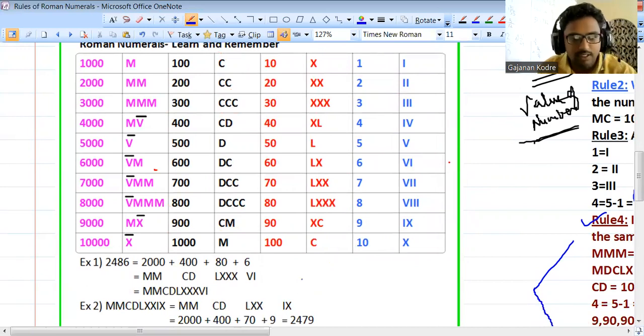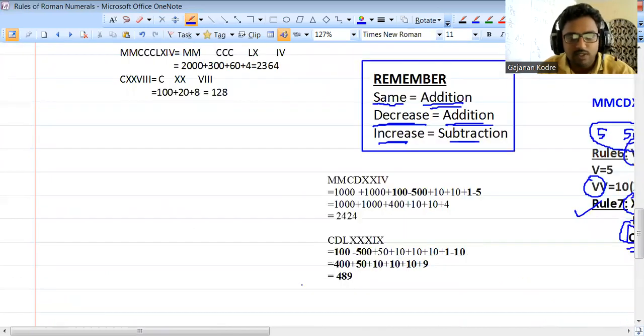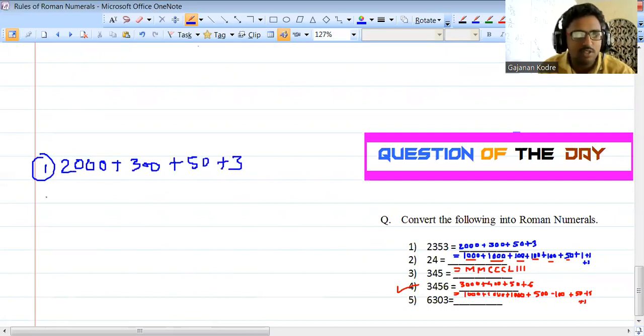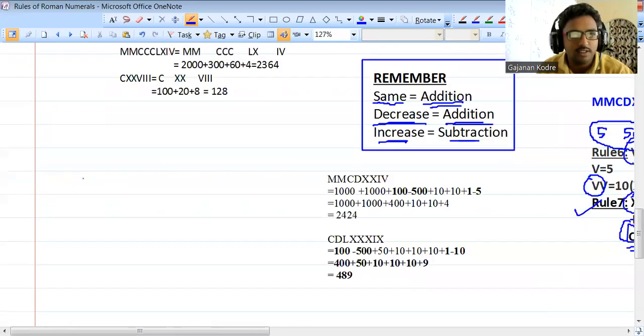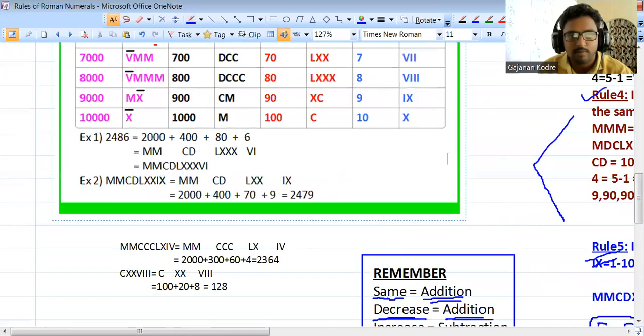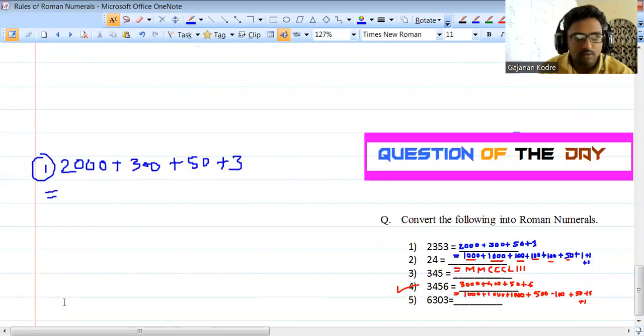Let's take one example. What was the number in the question? The first number was 2353, which is 2000 plus 300 plus 50 plus 3. So what is the Roman numeral for 2000? Look at the chart. Just a minute, I'll get this chart for you. Okay. Look here. What is the symbol for 2000?